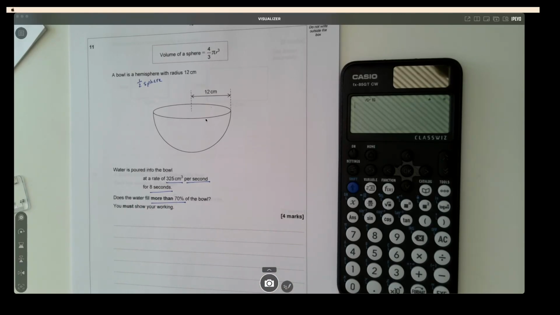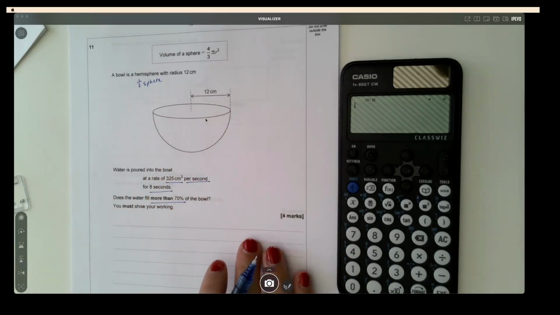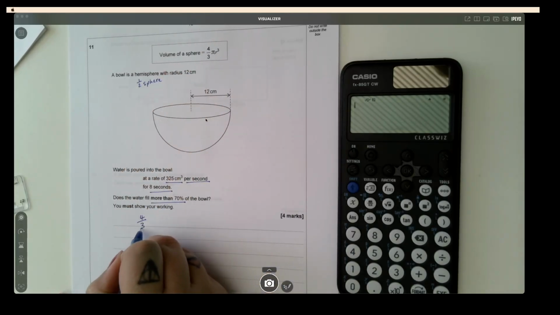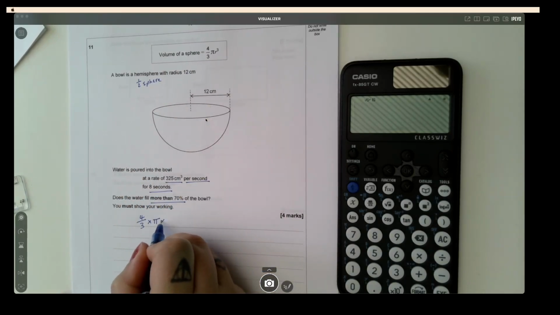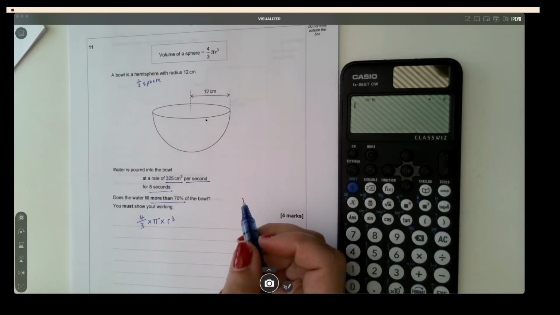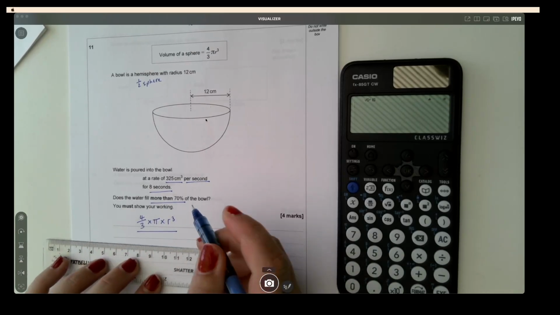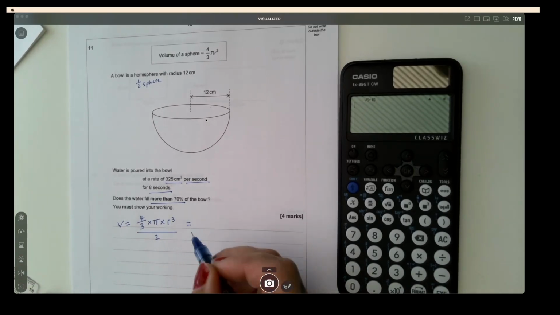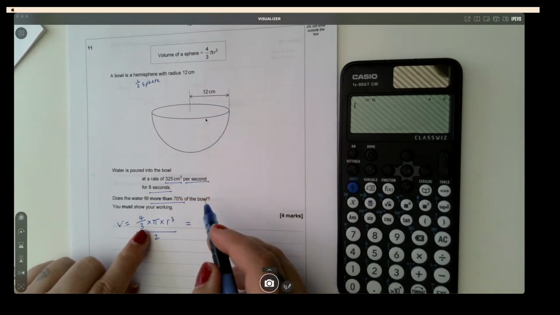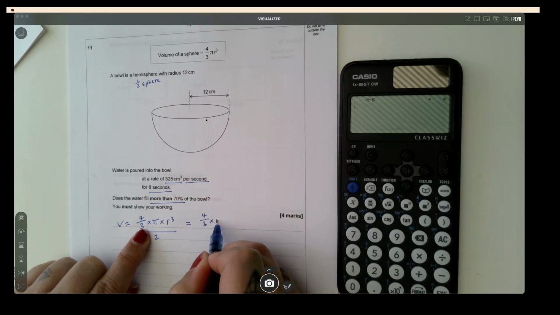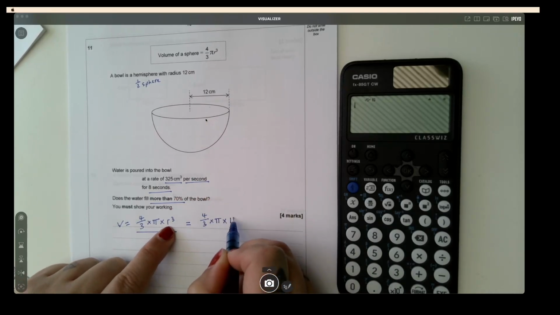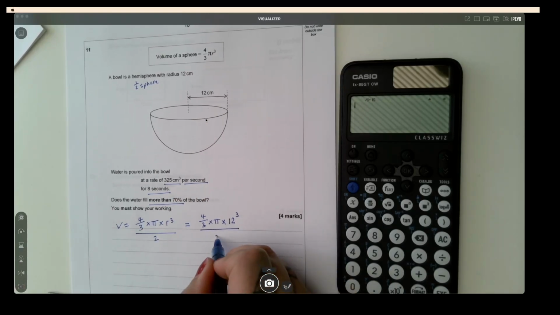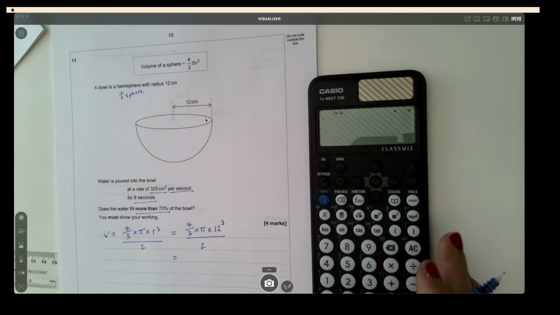So first of all, let's find out how much water this bowl could hold. So we're going to find the volume of this hemisphere. So we're going to use the volume of a sphere, but then because a hemisphere is half of a sphere, we will divide our answer by 2. So let's substitute in what we know. We're given the radius as 12, so we've got 4/3 times pi times r, the radius of 12 cubed, and then once we've got that, we'll divide our answer by 2. So let's stick that into our calculator.